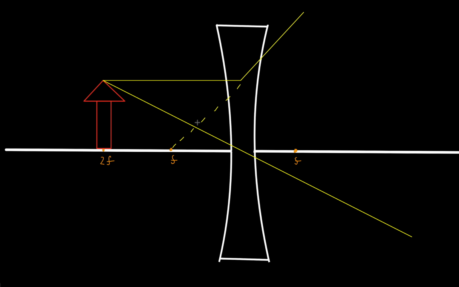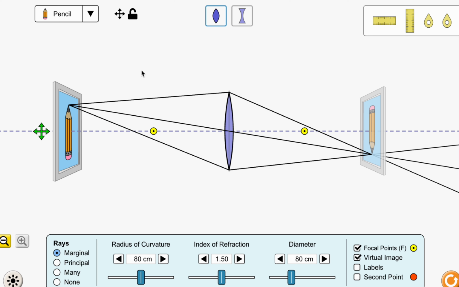So let me copy paste this over here. This is where we create our image. And as you can see, we have created a virtual, upright, and reduced image. So this is the type of image that diverging lenses will create: virtual, upright, and reduced images. So here's that PhET simulation I was talking about.